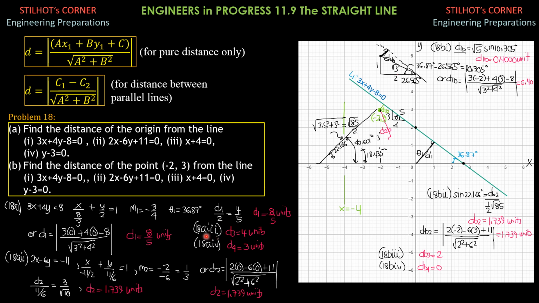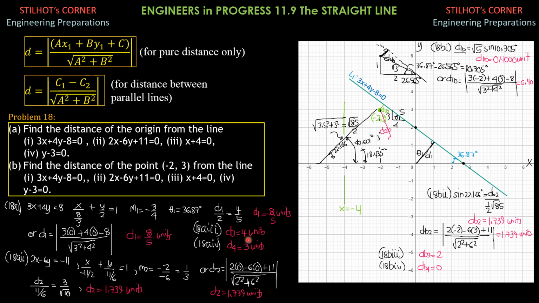Then the next line, x plus 4 equals 0. This is a vertical line, x plus 4 equals 0, or x equals negative 4, which is a vertical line parallel to the y-axis, 4 units to the left of the y-axis. Therefore, the origin is 4 units from this line. So there's no need to solve it. Or it is 0, right x is 0, the x coordinate of the origin, minus left x negative 4, so 4 units.